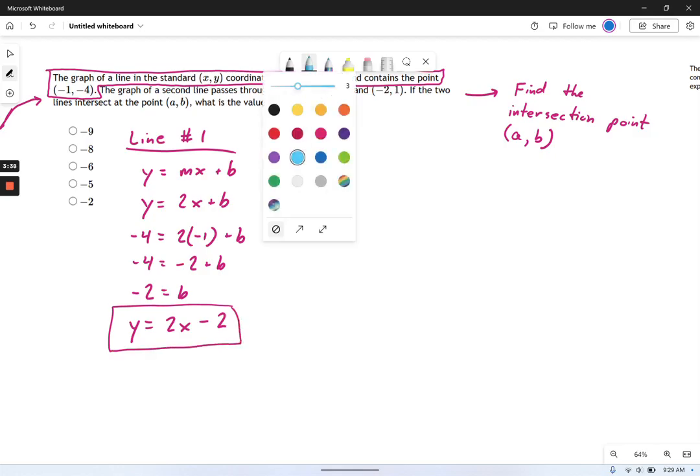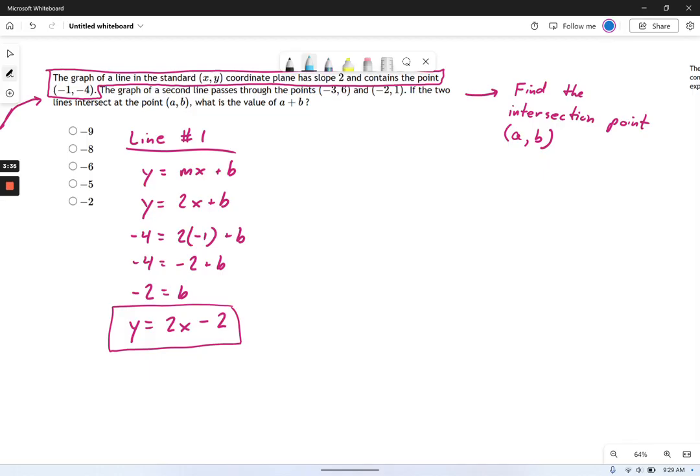Great, we're halfway done. Now, line number 2, we're told some information about this thing. I'll just underline it right here. It passes through those 2 points. Well, it's not as nice as telling me the slope, but we can go find the slope. So first things first, m equals, and if you remember rise over run, that's what we're talking about here.